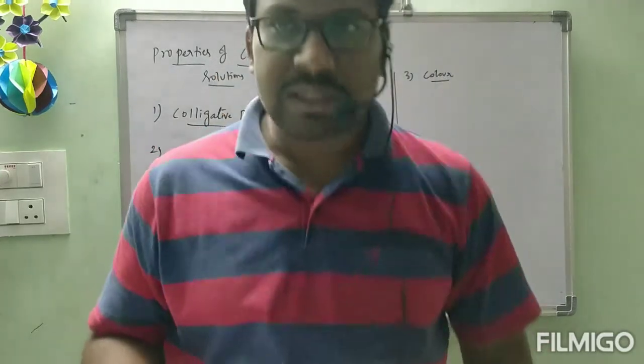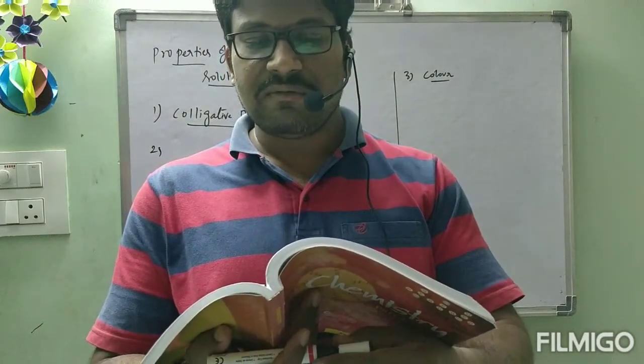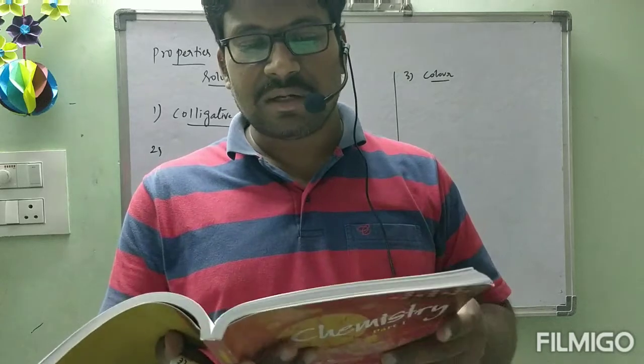Color of colloidal solution also changes with the manner in which the observer receives the light. Depending on how the observer receives the light, the color of the colloidal solution also changes. For example, a mixture of milk and water appears blue when viewed by the reflected light, and red when viewed by the transmitted light.